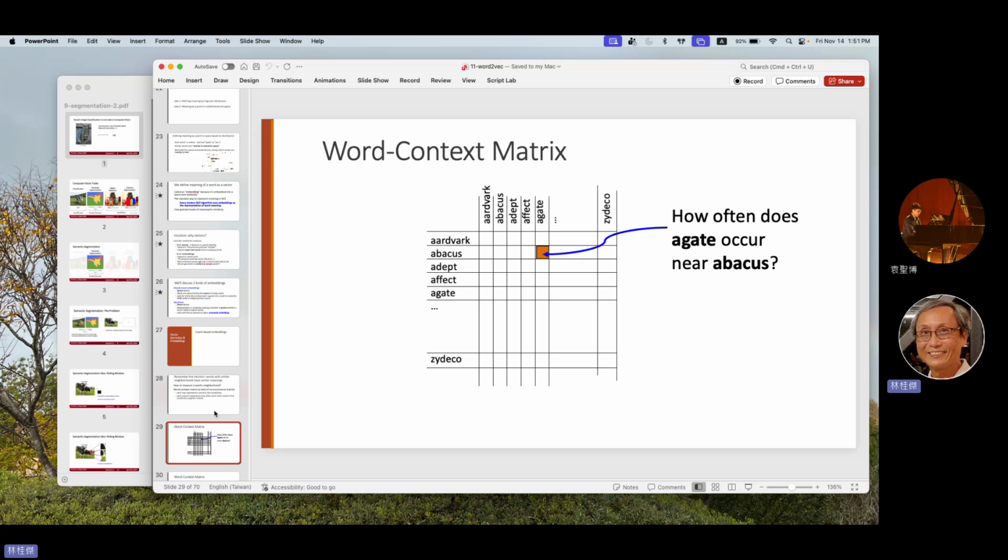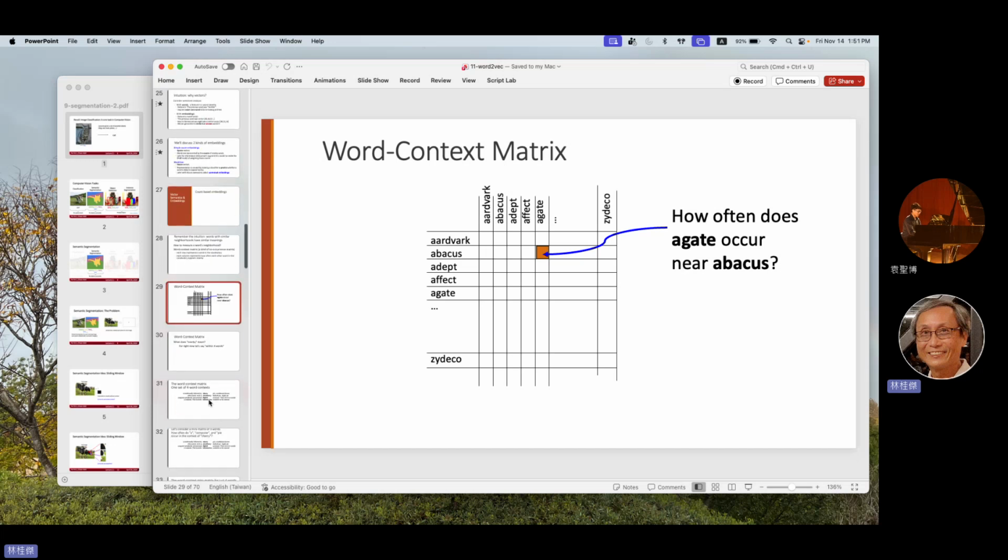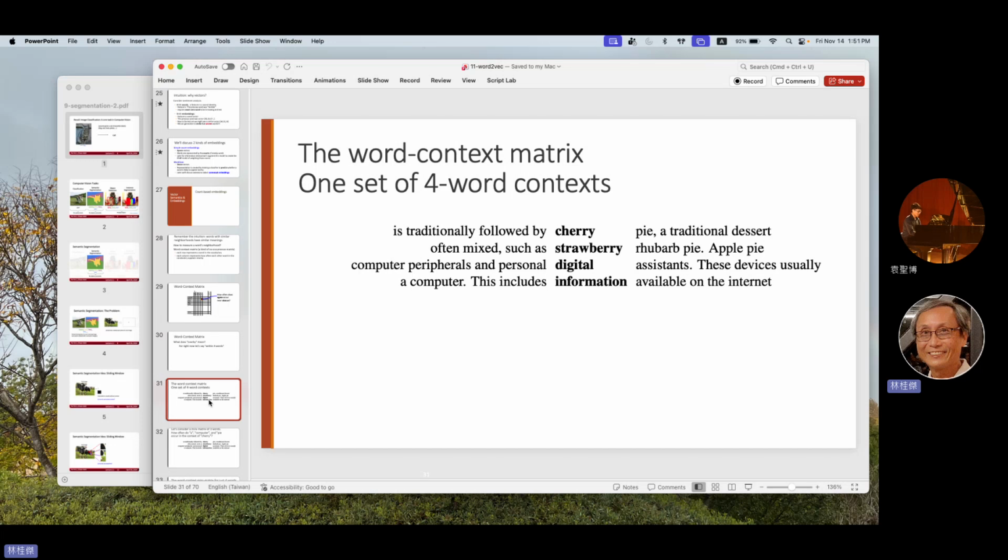If we can do that, then let me come up with a particular example here. This is an example of 4 different sentences. Traditional, followed by a cherry pie, a traditional dessert.